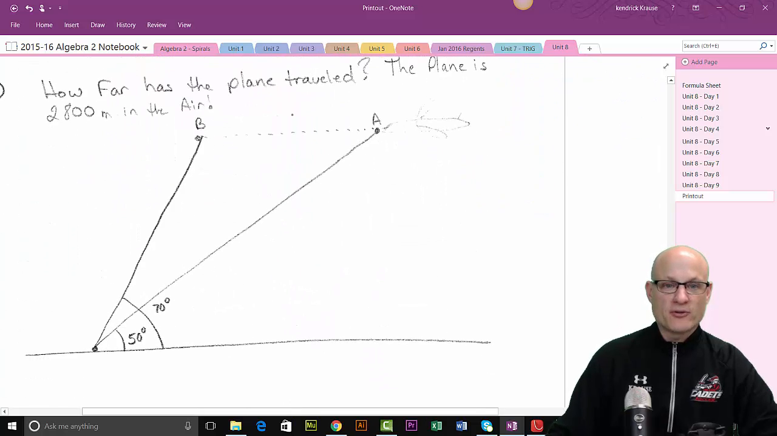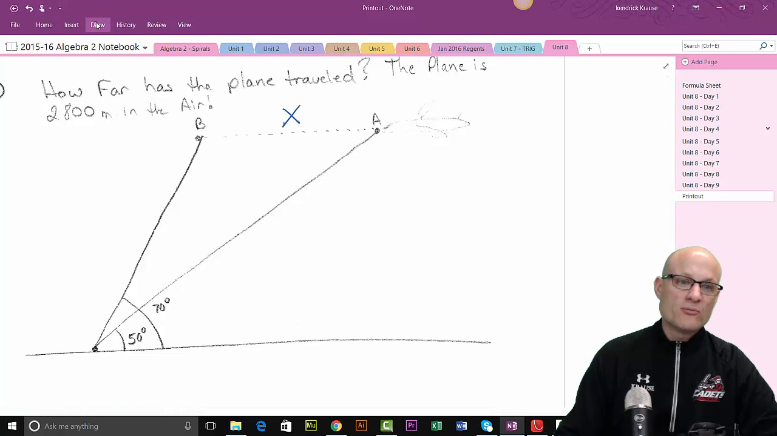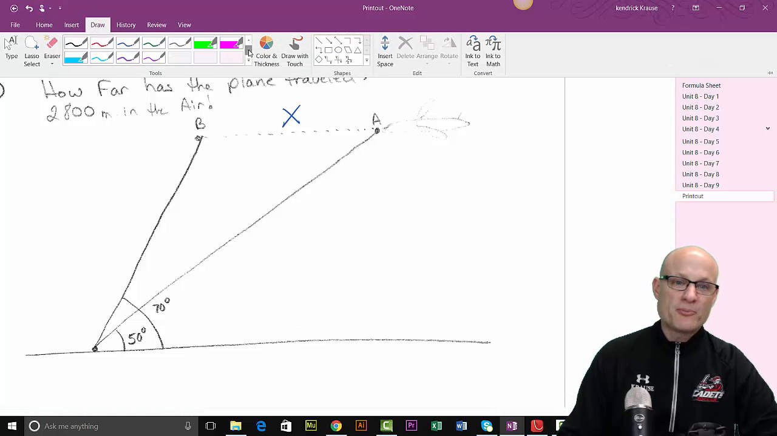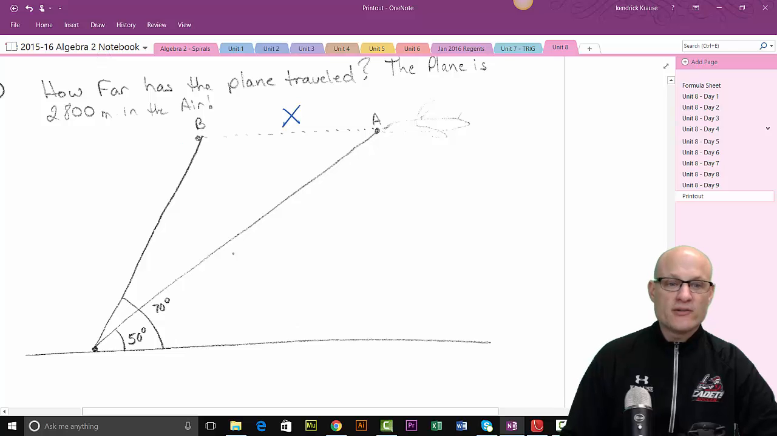How far has the plane traveled? So I'm looking for x. So at this point, you should probably be pausing it and seeing if you can figure it out. Now, if you haven't paused it and you're still waiting for me to figure out some things, by the way, this is my plane. Just not very good. So anyway, if you're looking for a little help, maybe this helps.